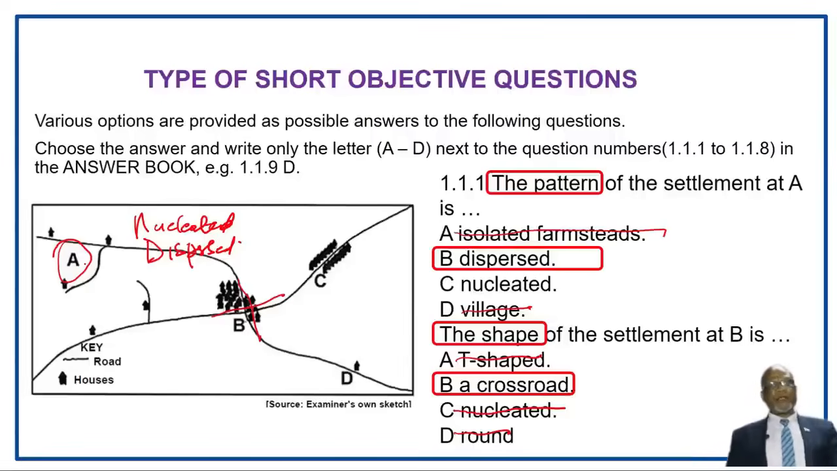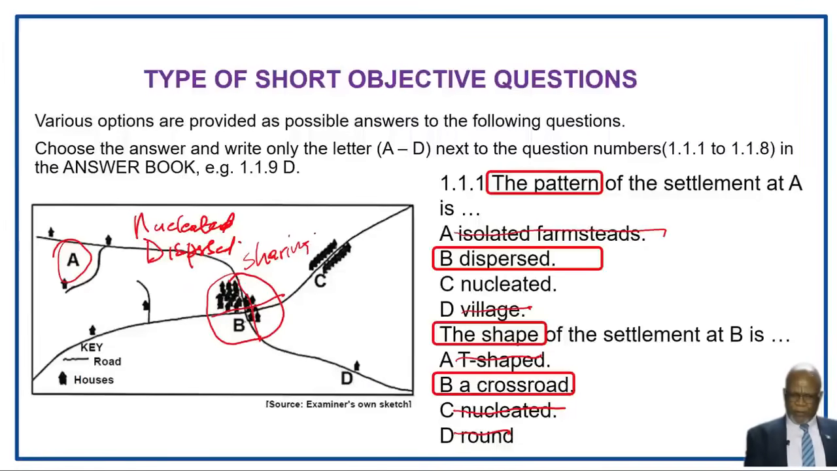But sometimes the examiner can take that question to another level. He can make it a little bit specific and say, what are the economic advantages of staying at settlement B? Settlement B will be nucleated. What will be the economic advantages? There will be sharing of resources here. The people that live here will share resources. So it's an economic advantage because they will not spend more money buying resources for themselves. Another economic advantage is that they will share the cost as well. They share the resources, they share the costs.